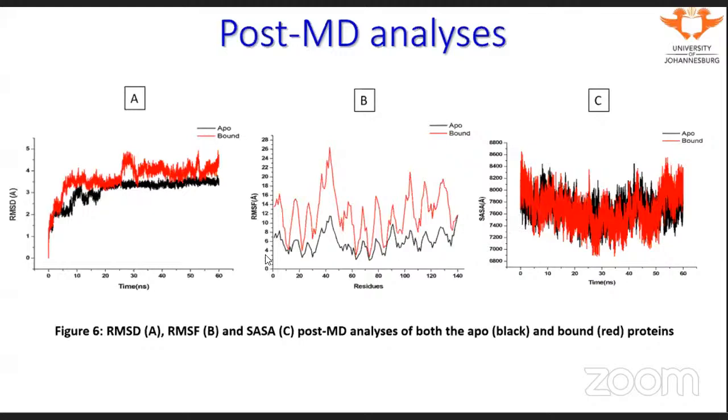Subsequent to molecular docking and allowing the protein and inhibitor to interact for 60 nanoseconds, post-MD analyses of these results were required. The RMSD indicated the measure of stability both prior to and after the inhibitor had bound to the protein. This averaged value changed from 3.12 angstroms to 3.69 angstroms respectively. This means that the protein had been destabilized by the binding of the inhibitor to the protein, as can be seen from figure 6a.